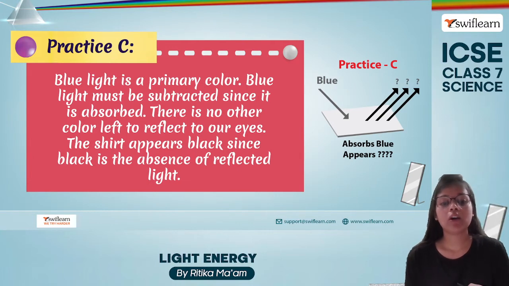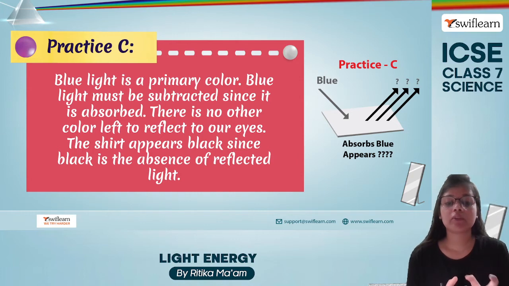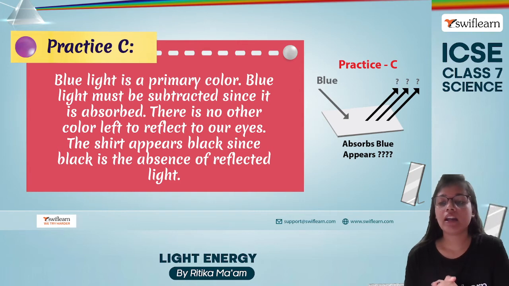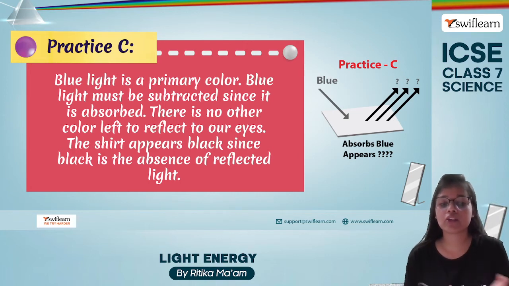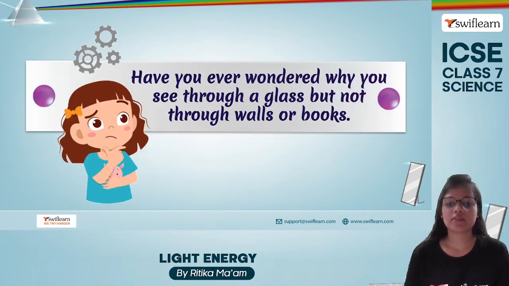Now talking about blue, so blue is also a primary color. Now we are subtracting blue color, and here no color is left to reach our eyes. Now this is very important. If blue color is coming on any shirt or any object, and we are again subtracting blue, then blue minus blue will be 0, so no color is left to reflect to our eyes, and since no color is left, it will appear as black color. So the shirt appears black since black shows the absence of any reflected light.